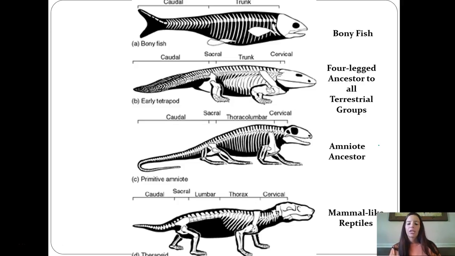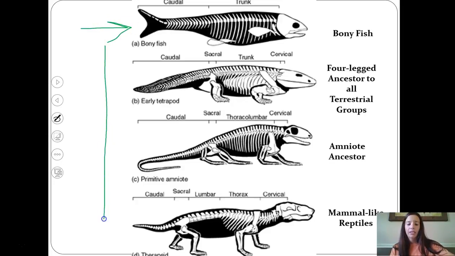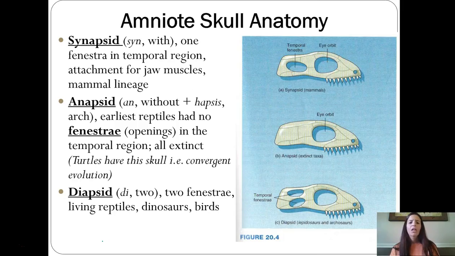So here's just a look at also the different vertebrae and how the different bones have evolved over time. So we start up here with a bony fish, then you have four-legged ancestors, amniote ancestors, to finally we get to mammal-like reptiles. So let's take a closer look at the different skulls of amniotes. There's a synapsid, which is one temporal region, and this has attachment for jaw muscles. So this is a mammal lineage, and it's this picture here.